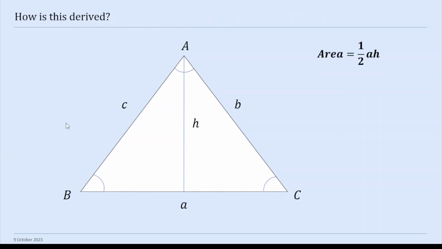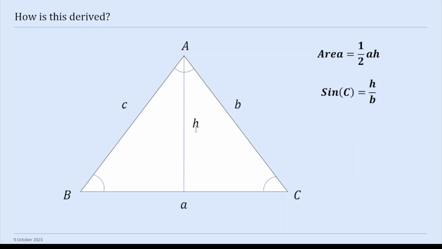Okay, so how's this derived? The area is a half base times height. Here the base is A. I could have made the base B, but I made it A. So it's a half A times H. We know that's a fact. And do we remember how to prove that? It's not very difficult to prove, but always good to remember the proof. If people want it, I'll do a proof.